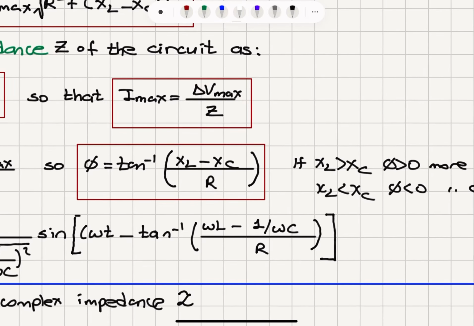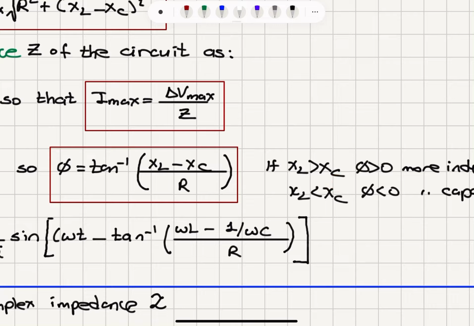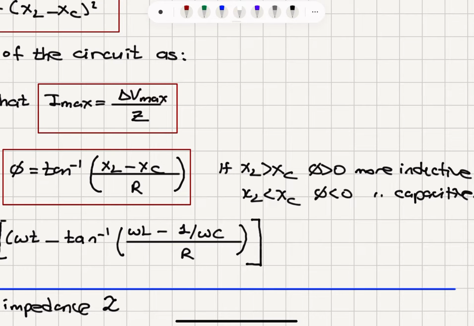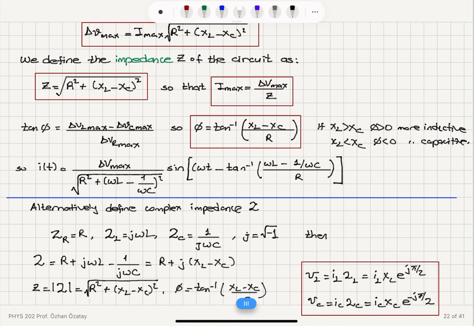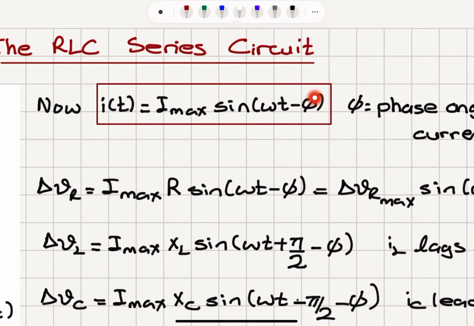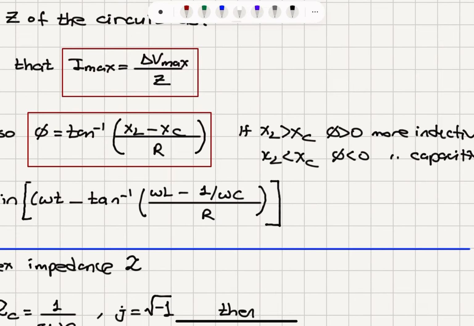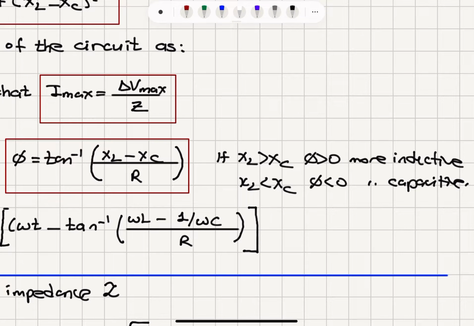So what does that mean? If XL is greater than XC, the phase will be positive. So if phi is positive, that means the current will be lagging behind the voltage, and the current lags behind the voltage in an inductor.